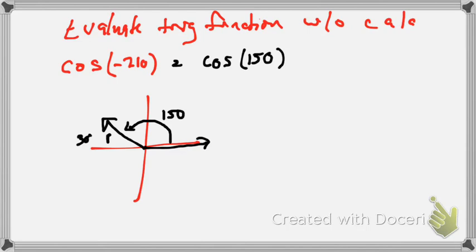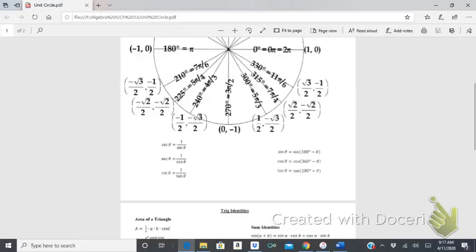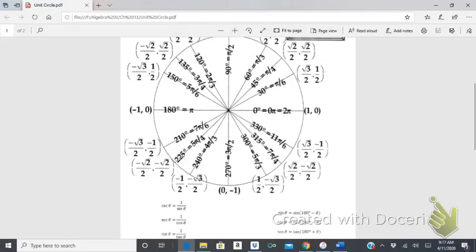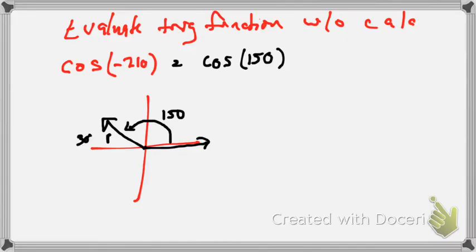And if we look back at our unit circle, this is the same thing as finding the cosine of 150. I look at the cosine of 150, which is just the x value here. So the x value of 150 is the negative square root of 3 over 2. So I can just say that this is the exact same thing as negative square root of 3 over 2. And that's my final answer for that one.